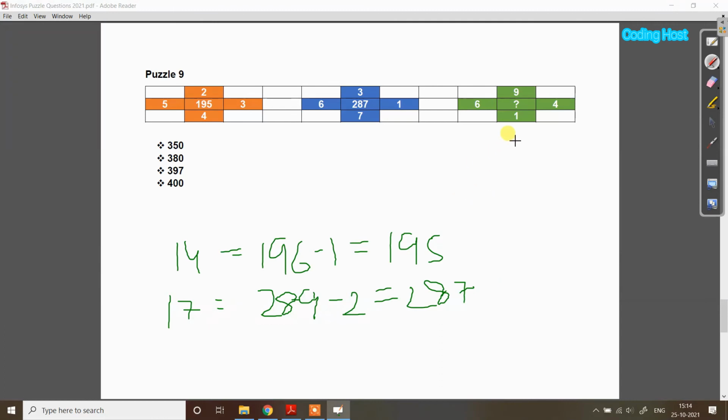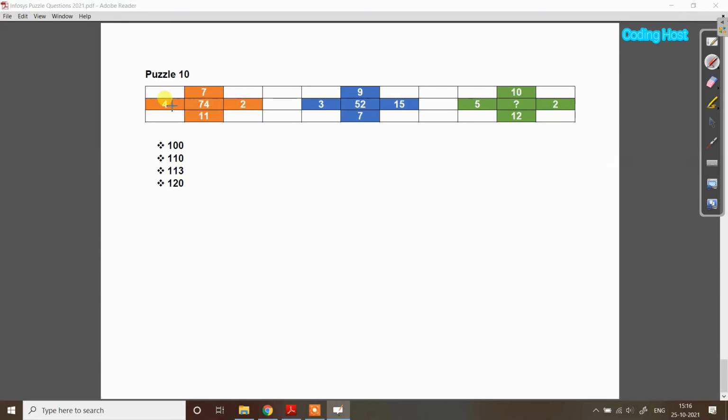Now let's apply this logic in the last table. So 6 plus 9 is 15, and 15 plus 4 is 19, and 19 plus 1 is equal to 20, and the square of 20 is 400. So we have to subtract some number here. The first number was 1, then the next number was 3. So 400 minus 3 is equal to 397. So here we have 397 and this is the right option. Now we have question number 10.